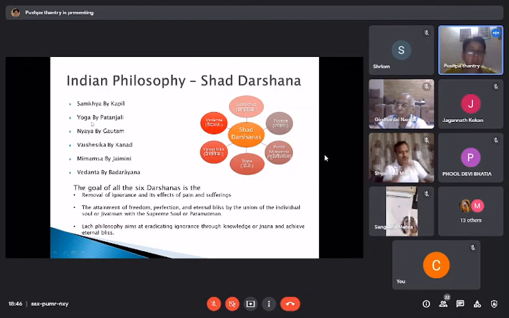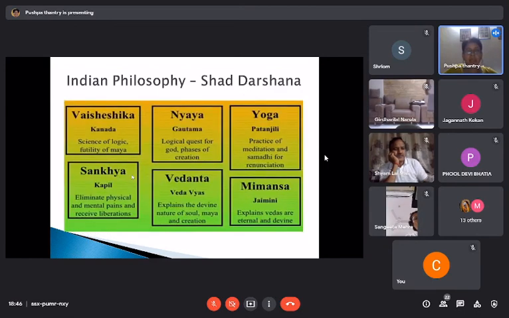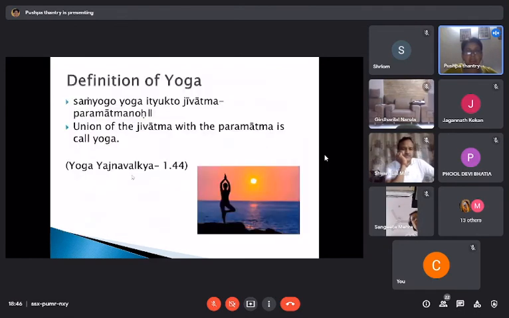Ishvara is nothing but the Omkara, is what he says in the Patanjali Yoga Sutras. That is the main difference between Samkhya and Yoga, where Samkhya says Ishvara may not be there, but in Yoga it says so. And Nyaya by Gautama, Vaisheshika by Kanada, Mimamsa by Jaimini, and Vedanta by Badarayana. Okay. Now, I will not revisit this again.